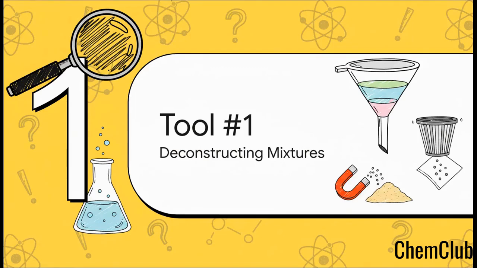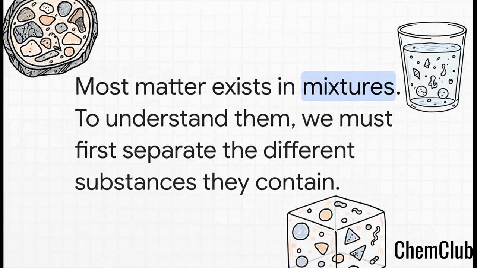Okay, tool number one. Imagine you've just arrived at a messy crime scene. What's the very first thing you do? Well, you've got to separate the evidence. You have to figure out what's important and isolate it from all the background noise. Let's be real. The world is messy. Things are rarely pure and simple. That rock you picked up, a glass of seawater, even the air we're breathing right now, they're all mixtures, just a jumble of different substances all mixed together. So a chemist's first job is to carefully pick that jumble apart to see what's really in there.